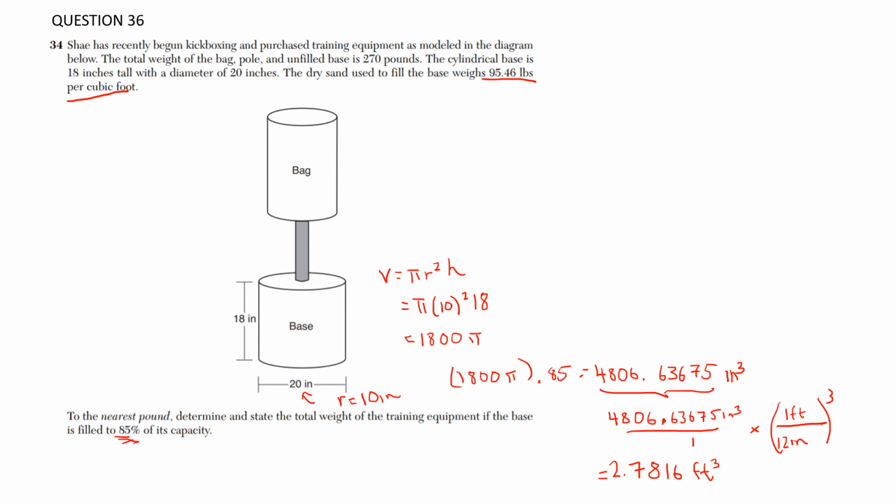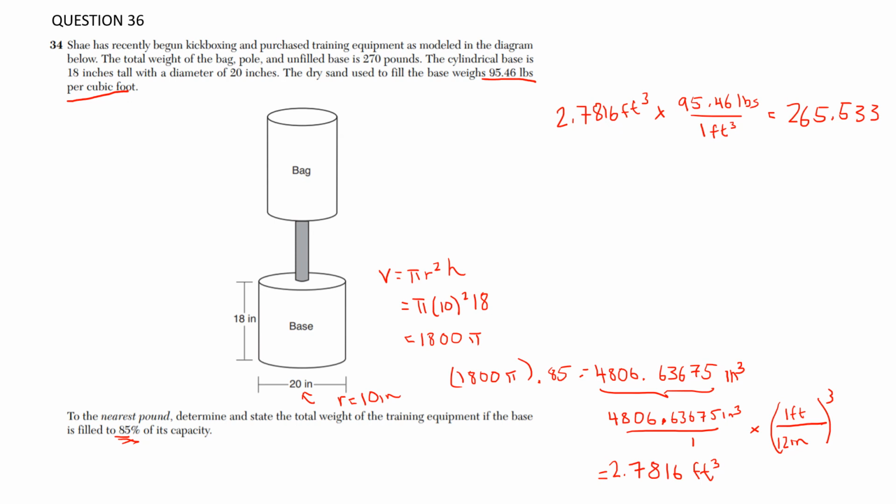Now that we have cubic feet, we can take this value, I'll bring it up here, 2.7816 feet cubed, multiply that by our 95.46 pounds per cubic foot, and that gives us a value of 265.533.